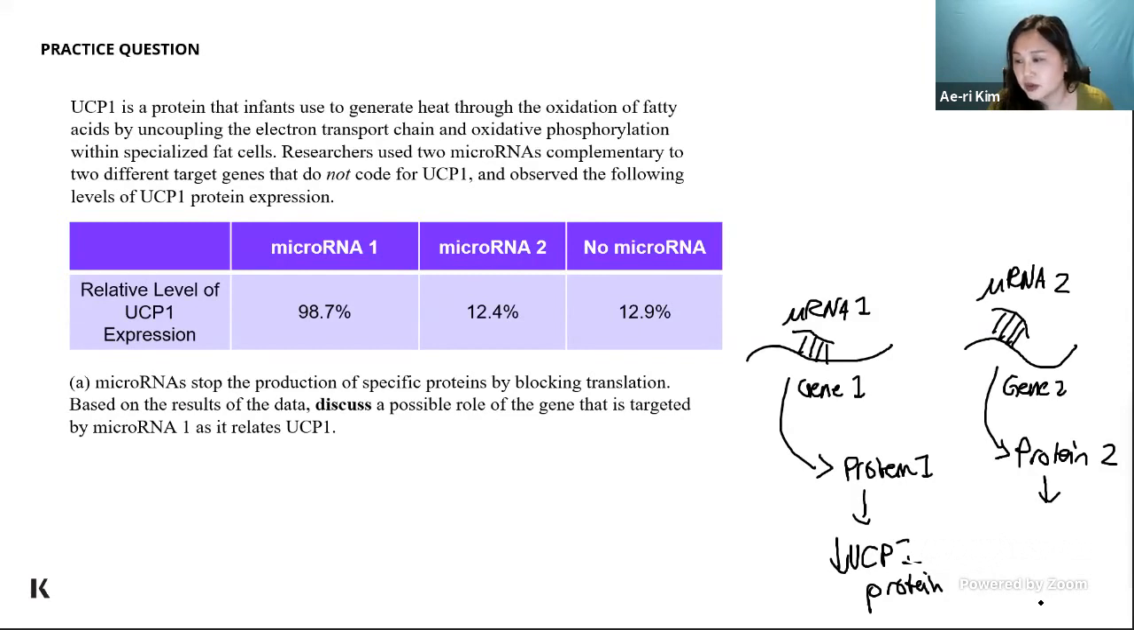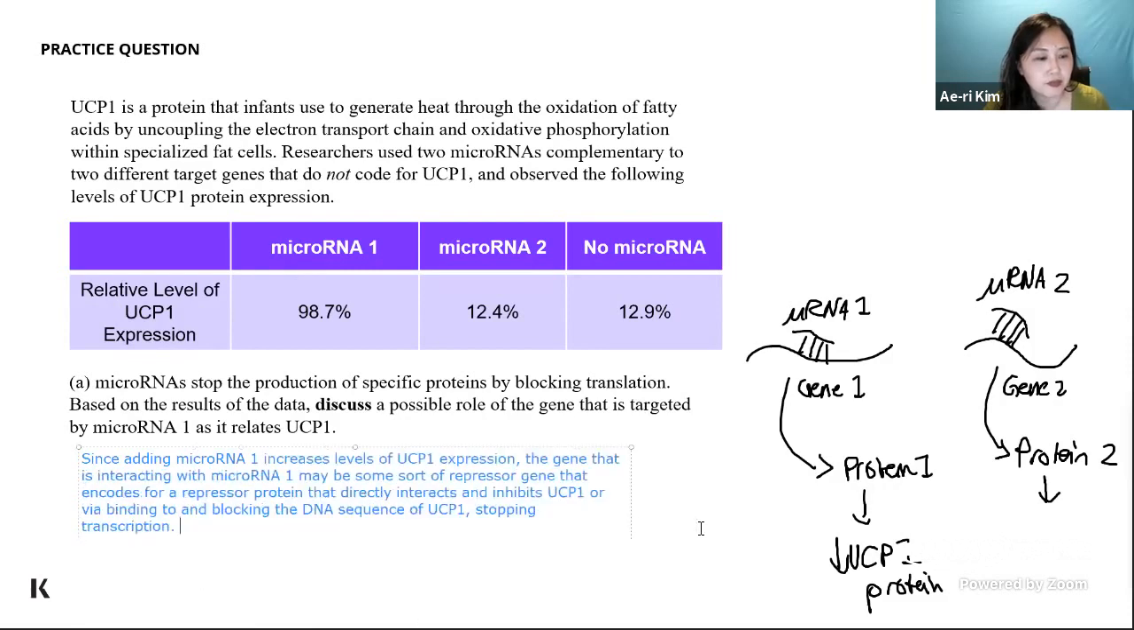Okay, so that's what I said as my possible answer for this question. I'm going to go ahead and throw that in here so that you can take a look. These are some proposed ways. This is not necessarily the one and only way, but this would be a logical conclusion that would support the idea that protein 1 is involved in repressing the translation of UCP1. Exactly, Sadie, exactly. Well done, okay?